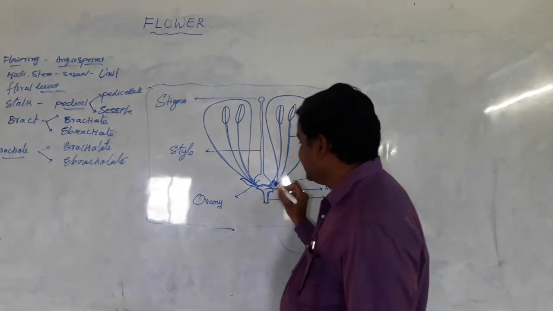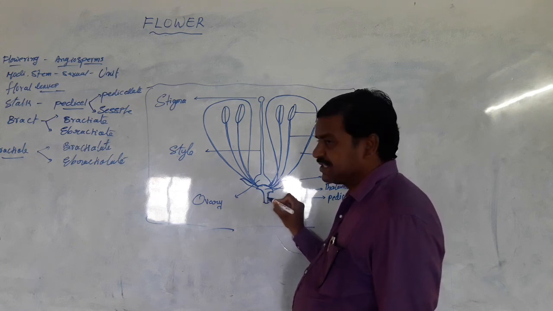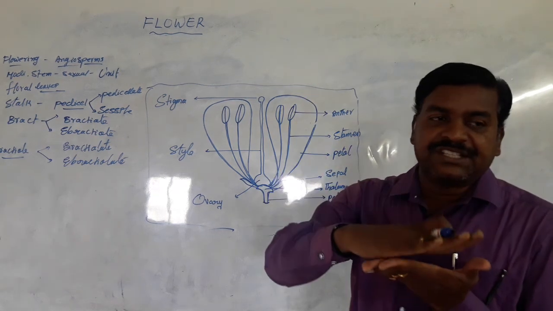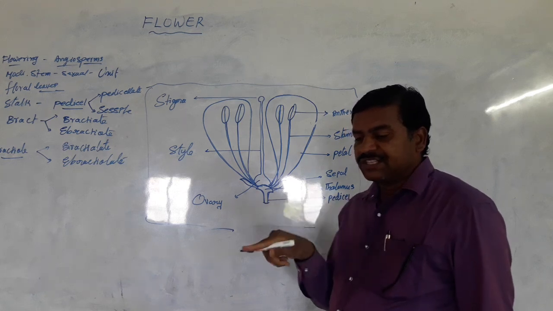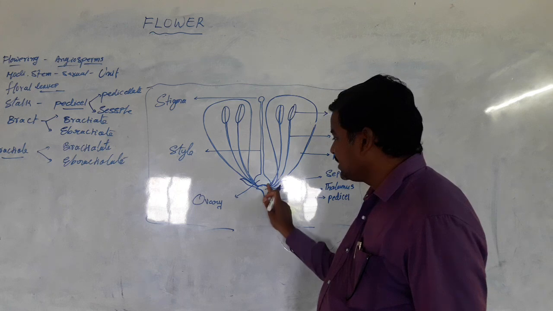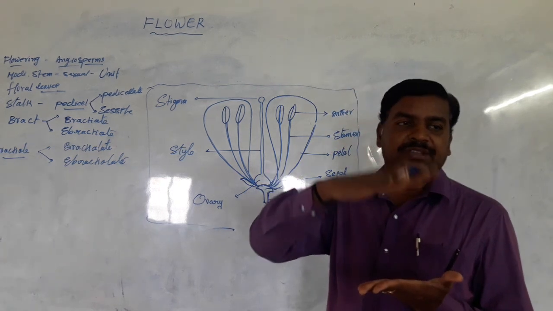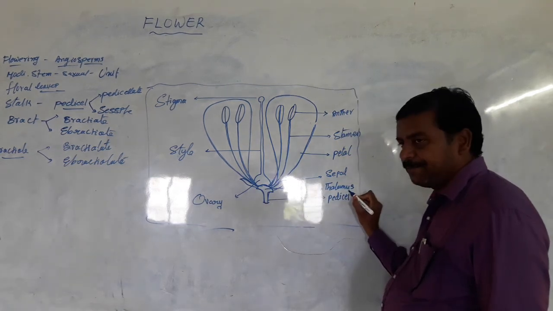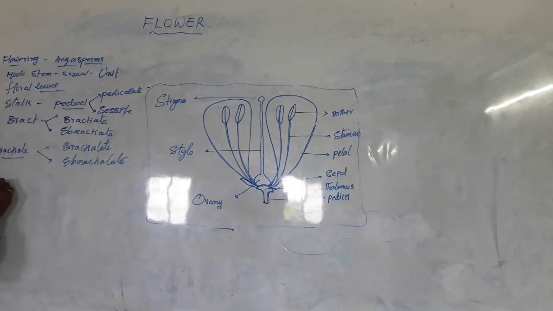Similarly, this is the pedicel, and this is the top of the flower. The top of the flower is condensed at its apex to form a disc-like structure. The entire thing is the pedicel, and the upper part of the pedicel is condensed into a small disc-like structure. This disc-like structure is called the thalamus.